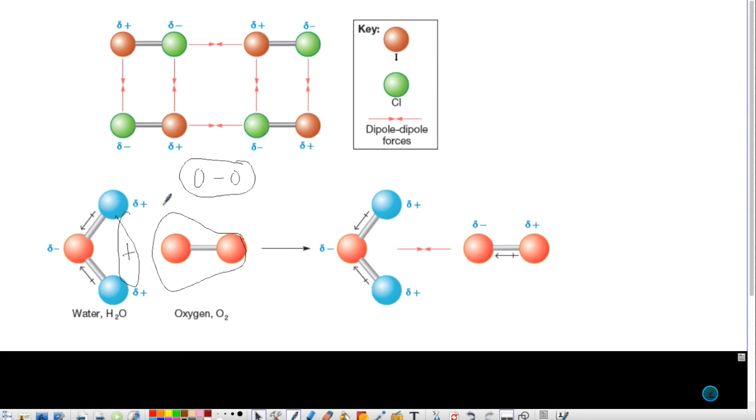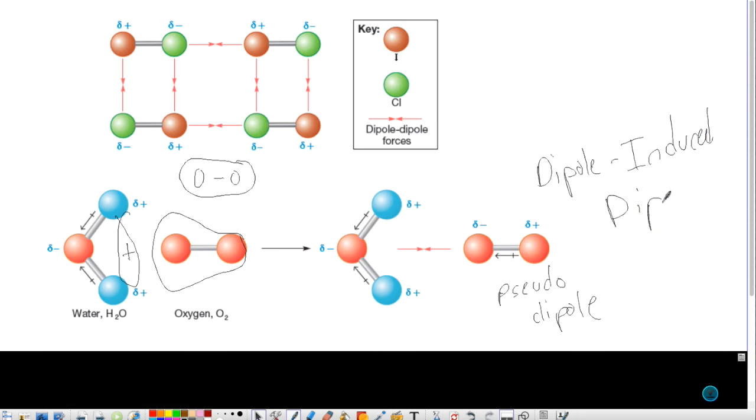Now, if you do that, what you do is you create this really weak, kind of pseudo-dipole, okay? This is a pseudo-dipole. It's a momentary dipole, okay? And it's weaker than these dipoles, okay? But it does exist, and you can get a little bit of interactions. So this is an example of dipole-induced dipole. Okay?